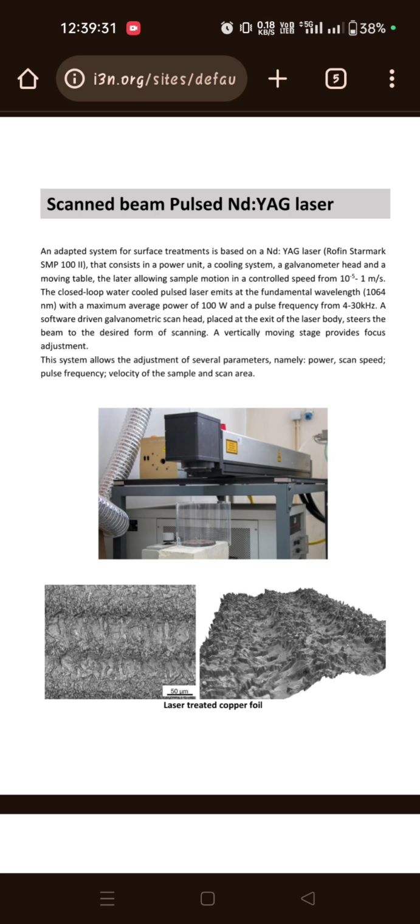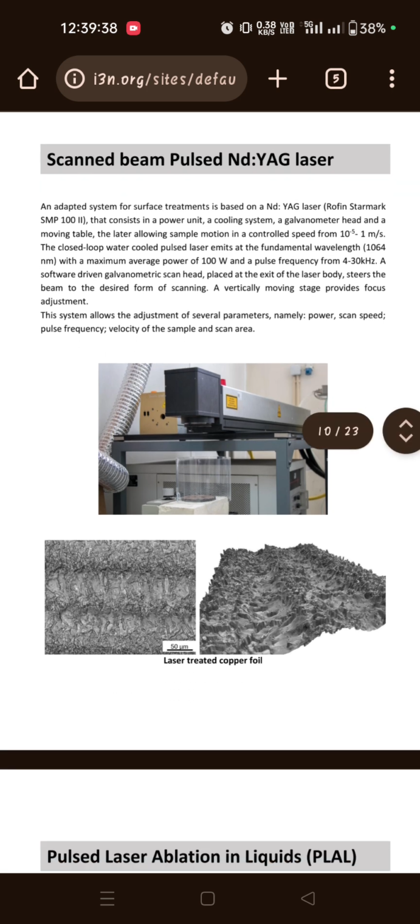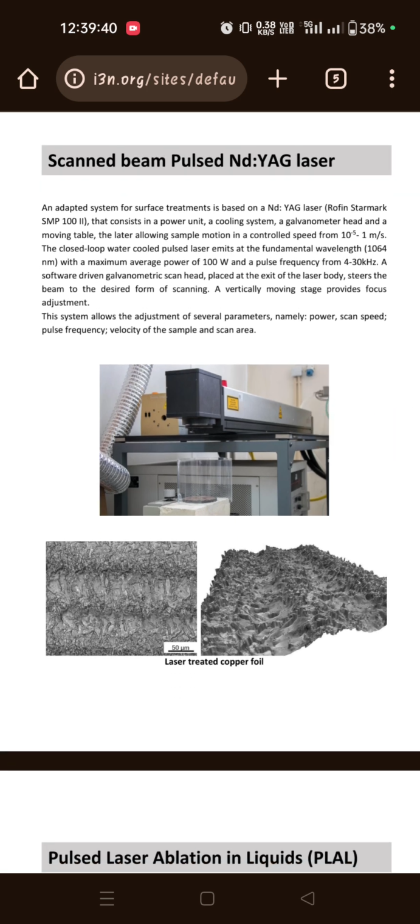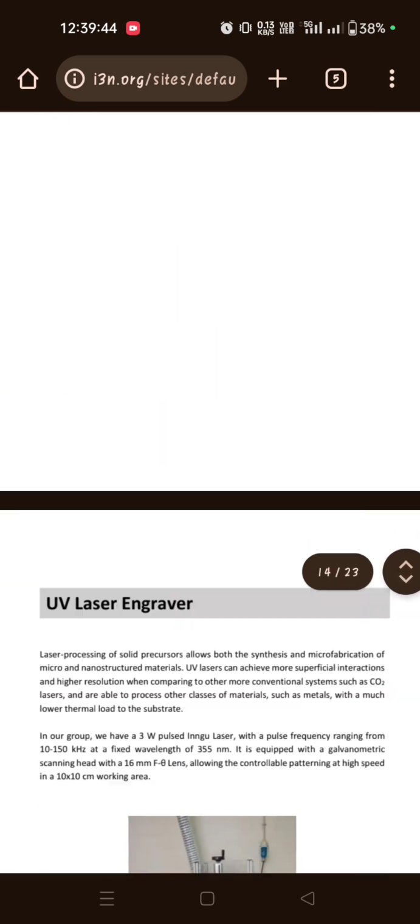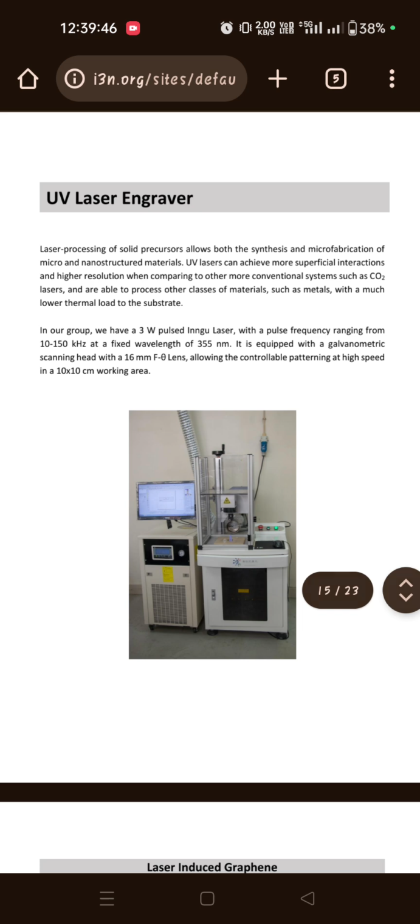The power will be an average of 100 watt, and the pulse frequency is from 4 to 30 kilohertz. So the software-driven galvanometer reading will be shown there. So this is the chemical vapor deposition of a pulsed Nd:YAG.